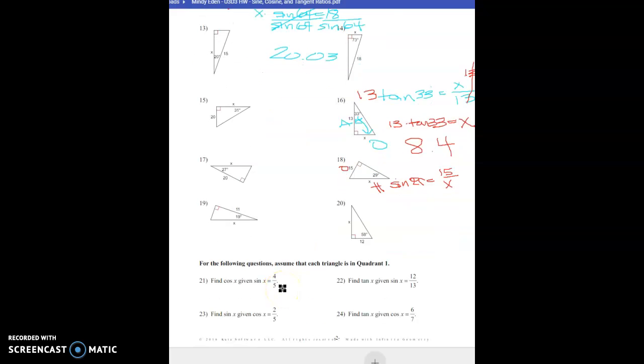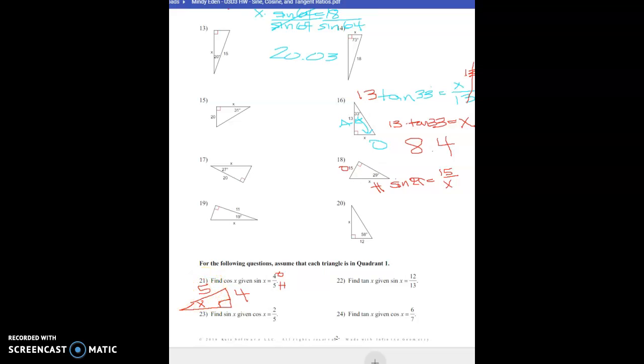All right, let's look at 21 through 22. So if this is cosine, what I do is I just kind of draw a little triangle. All right, and then that's supposed to be my right angle. So if this is my angle, I'm just going to put an x here. So sine is opposite over hypotenuse. So I label my triangle. I go opposite, which is across, is 4, and the hypotenuse is 5.